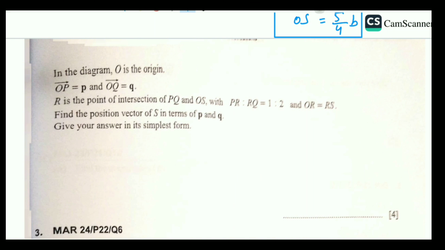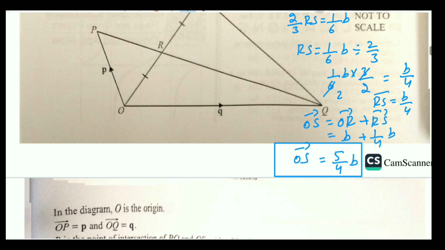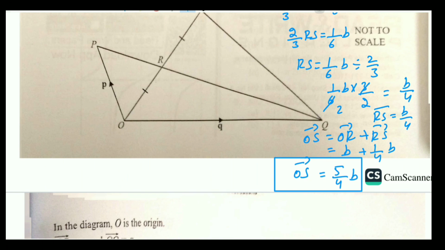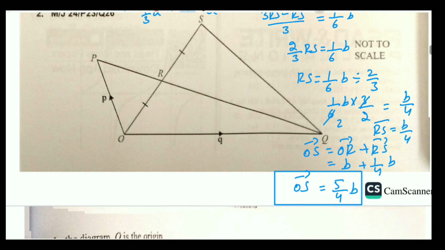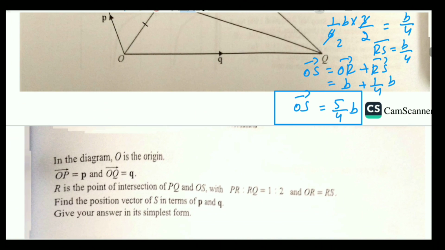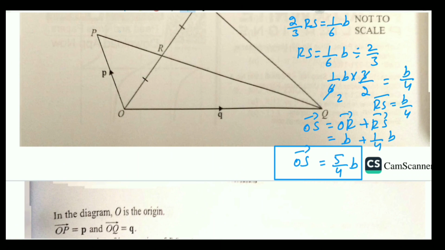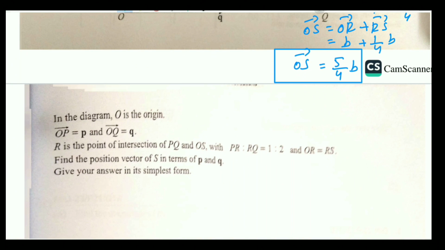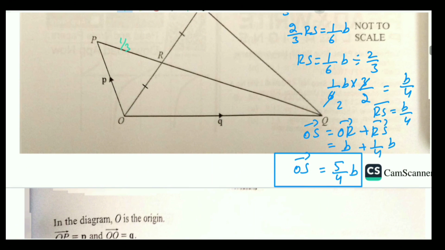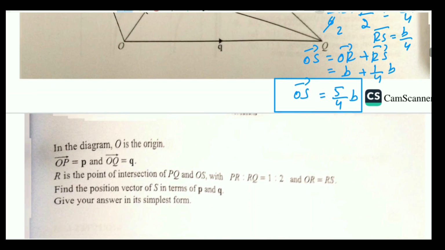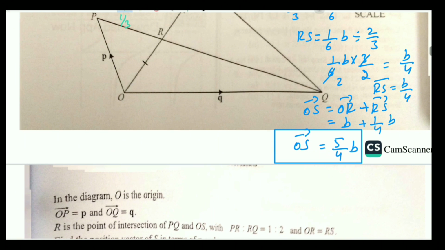So what we have to do actually: 1 ratio 2 is PR and RQ. PR and RQ ratio is 1 to 2, it means that this will be 1 by 3, because 2 plus 1 is 3, the total. The total ratio of PQ is 3, so PR is 1 by 3 of PQ, and RQ is 2 by 3 of PQ.